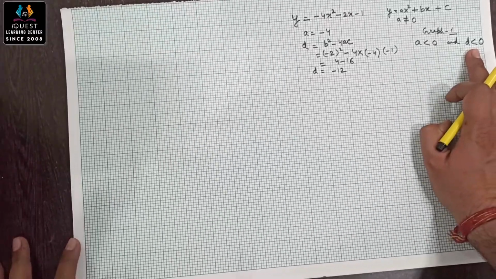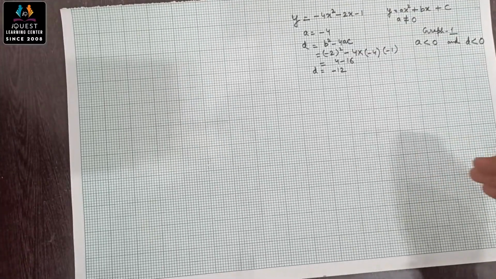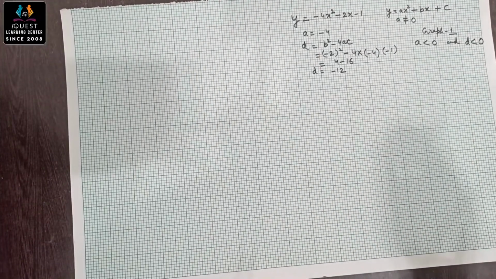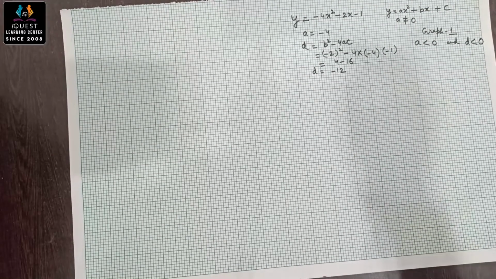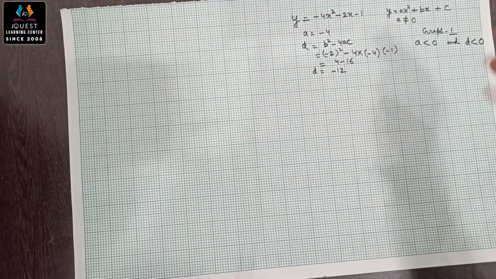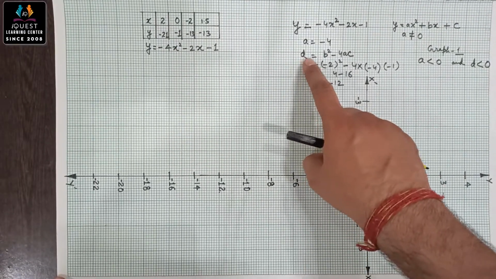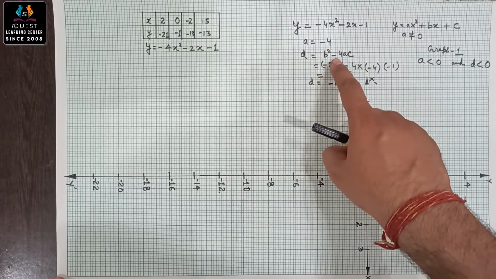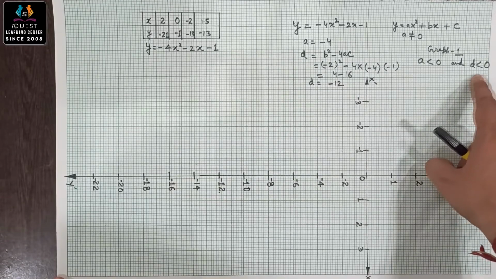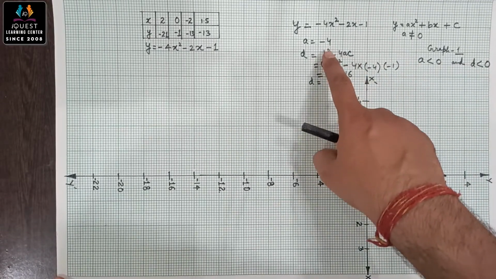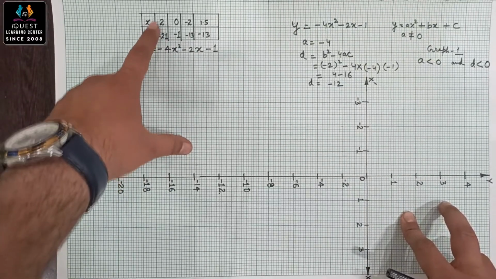To make the graph, first of all we have to draw the x-axis and y-axis, which is also known as abscissa and ordinate, and we put the different values of x to find the value of y. So after calculating the d, which is discriminant, which is equal to b square minus 4ac, and the value is d is equal to minus 12 which is less than 0 and a is minus 4, we have substituted some values. You can choose any values of x.